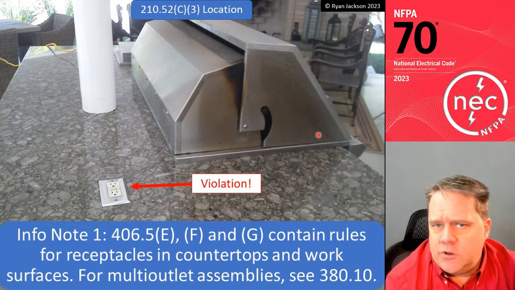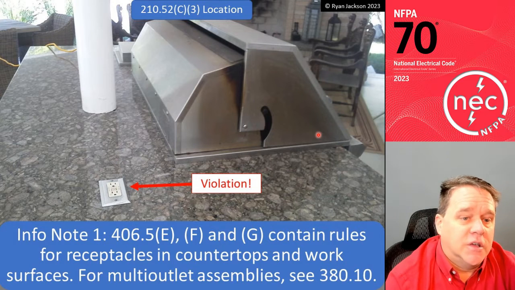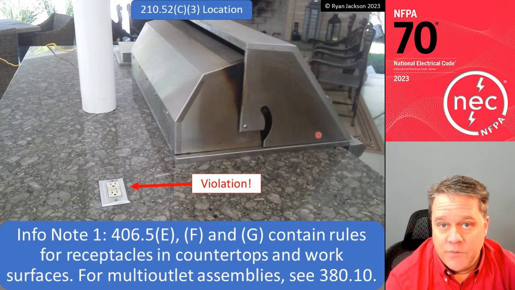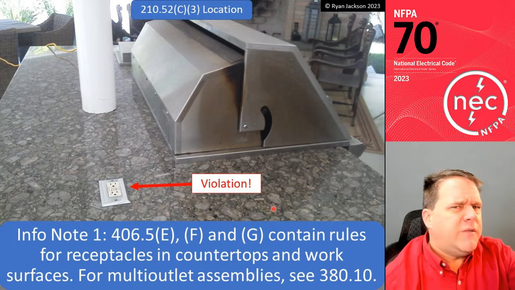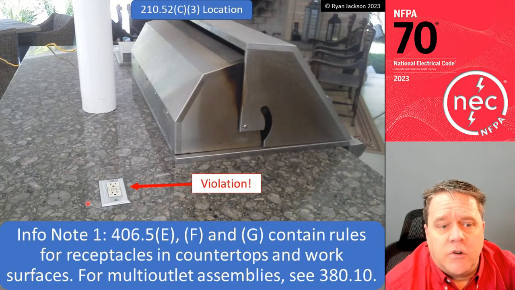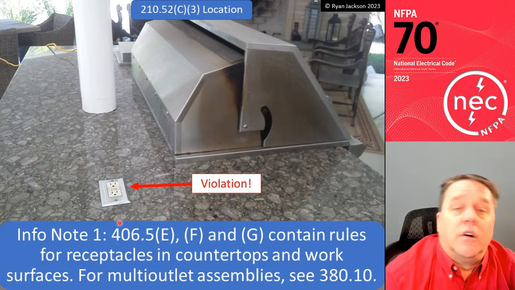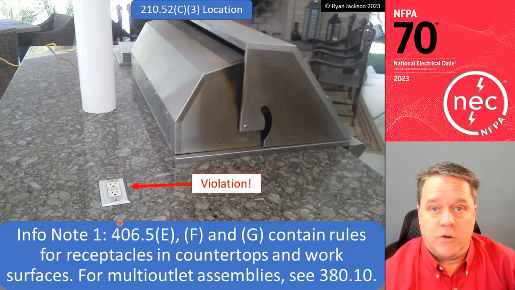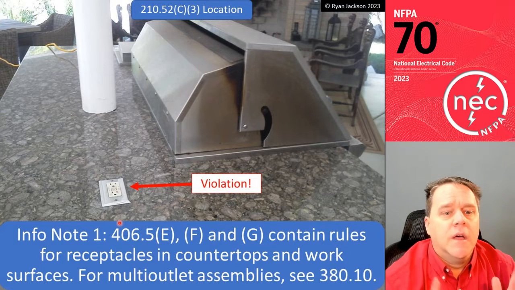We have two informational notes here in 210.52(C)(3). The first one tells us to take a look at section 406.5(E), (F), and (G), because those contain rules for receptacles in countertops and work surfaces. If you go back to those sections, what you're going to find is that receptacles are not allowed to be installed face up in a countertop like this. That would be a violation. They're also not allowed to be face up underneath a sink, like for a disposal. That would be a violation as well, for good reason.